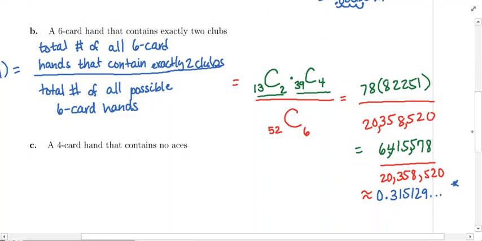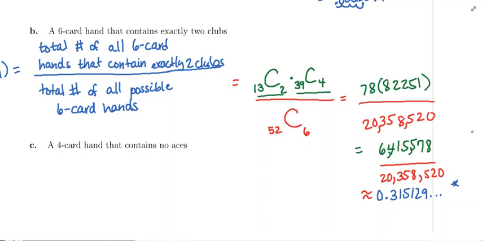So that's a couple of these examples about how you find probabilities of being dealt certain card hands. We're going to try a couple more in examples C and D.